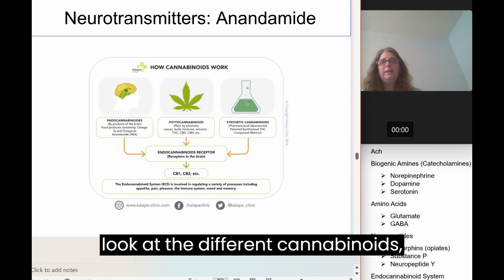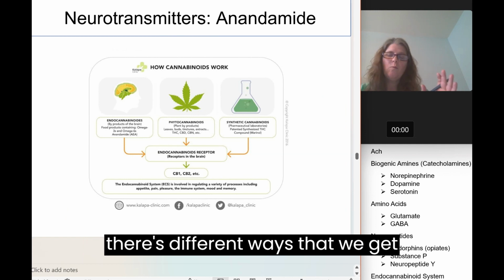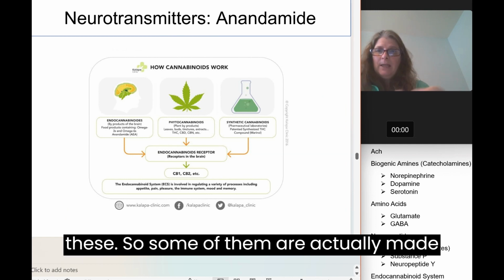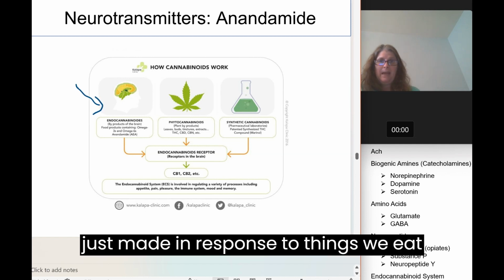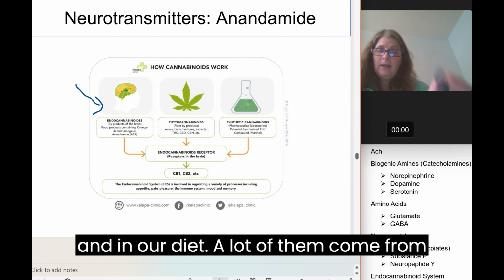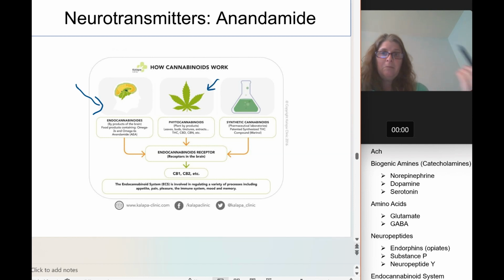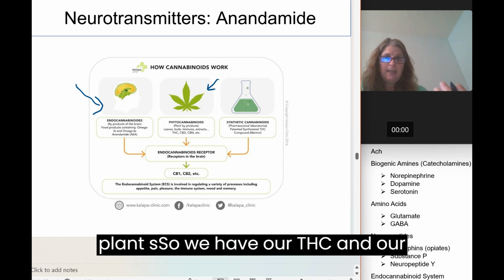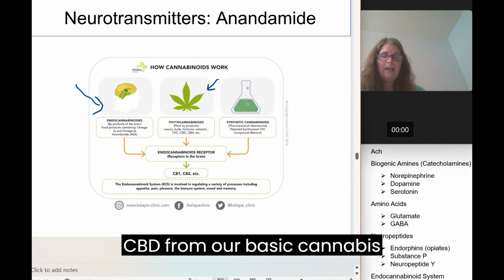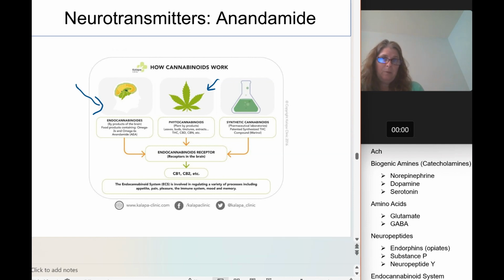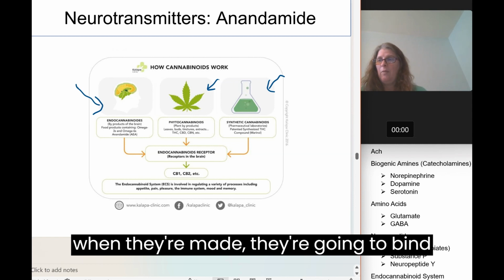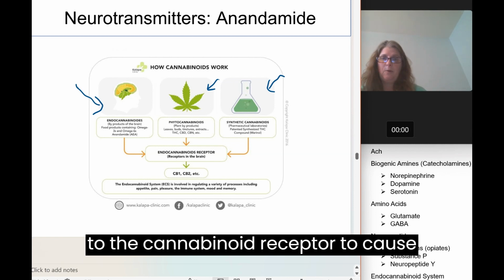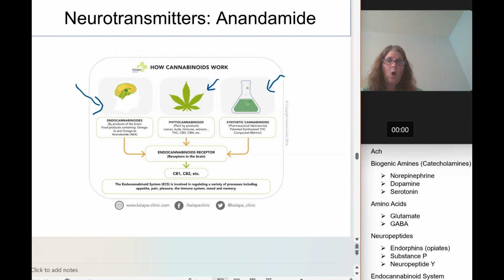When we look at the different cannabinoids, there's different ways that we get these. Some of them are actually made in the body. And some of them are just made in response to things we eat and in our diet. A lot of them come from plants. So we have our THC and our CBD from basically cannabis plants. And then they can even be synthetically produced. But we know that when they're made, they're going to bind to the cannabinoid receptor to cause all of those effects.